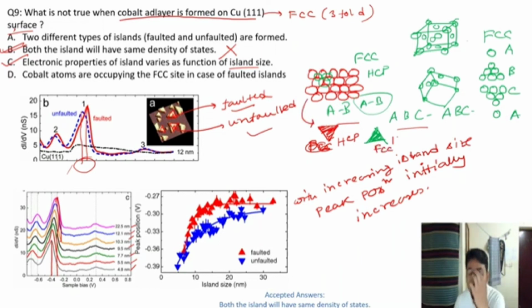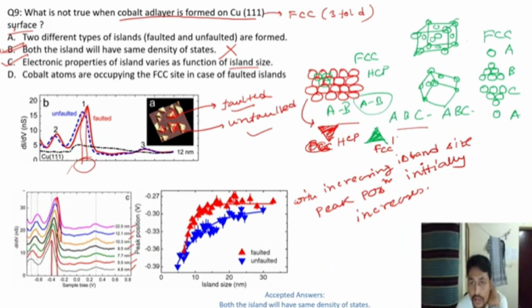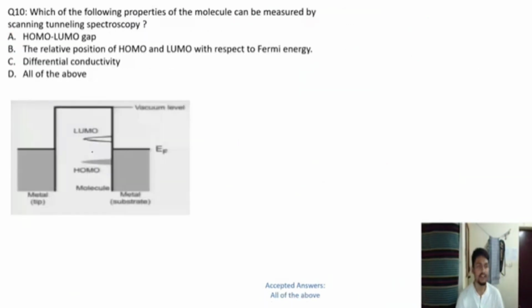Right, you can also try to visualize it as well. So this is the position, right? Now, let me give it a black color. So this is the position. So this is an inverted triangle, right? So this is the faulted one. This is the unfaulted one in case of this. And in this case, this is like this. So we got the answer. Both the islands will have the same density of states is the wrong answer, because it is actually having different density of states. Right? Now come to the last question.